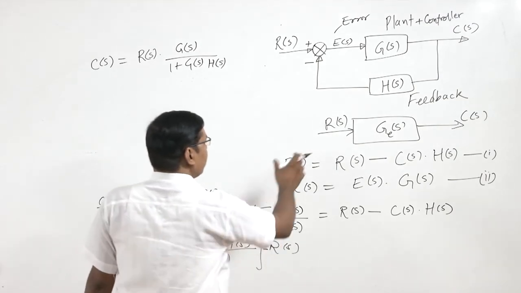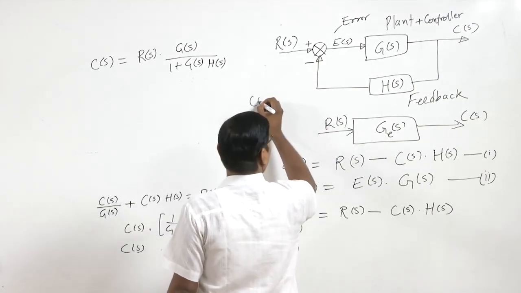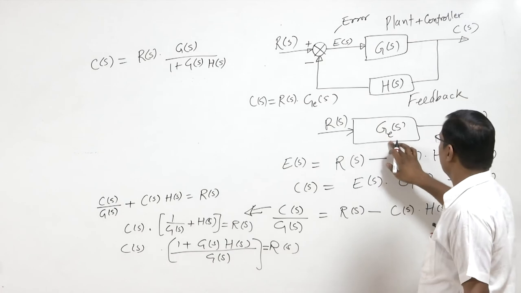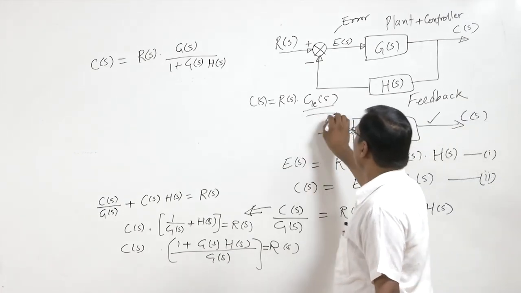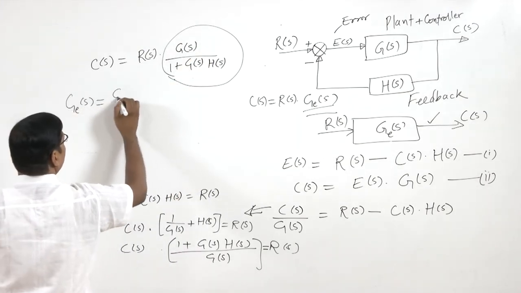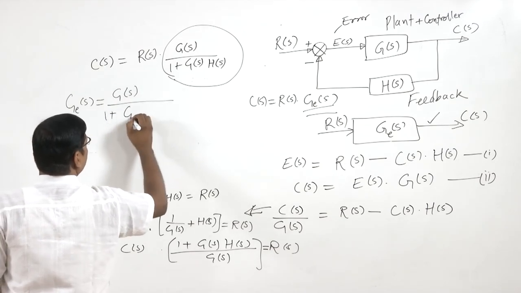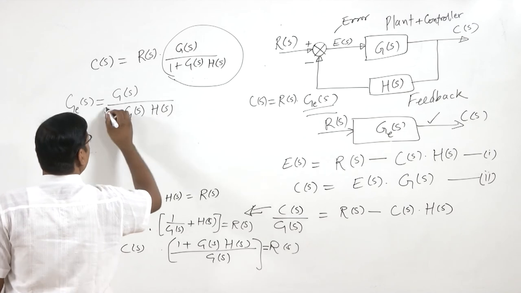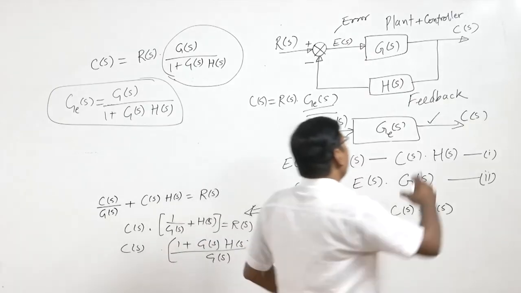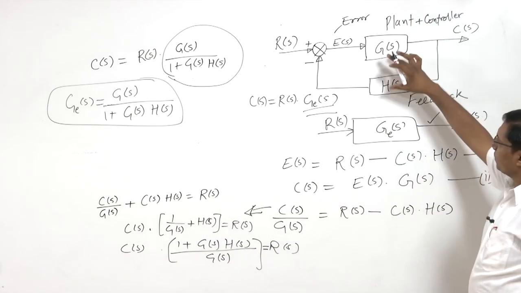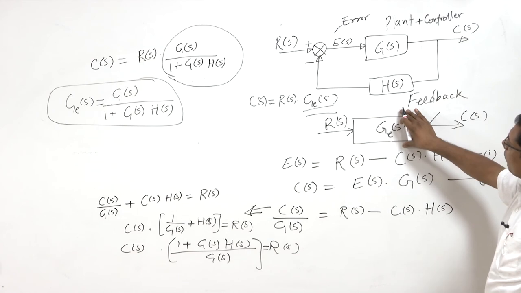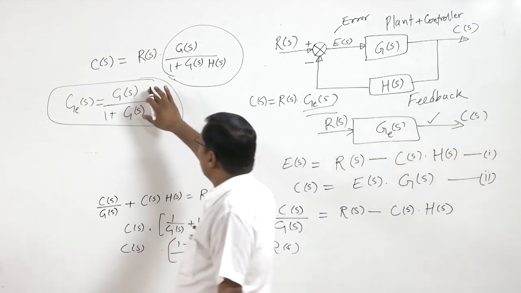So if we compare this with here, because here C(s) equal to R(s) into G_e(s), this equation for this transfer function. So we can see G_e(s) is this part. So G_e(s) equal to G(s) upon 1 plus G(s)H(s). So this is the equivalent transfer function of the feedback closed loop system. So you can see that this system we can represent as an equivalent single block system having the transfer function G(s) upon 1 plus G(s)H(s).